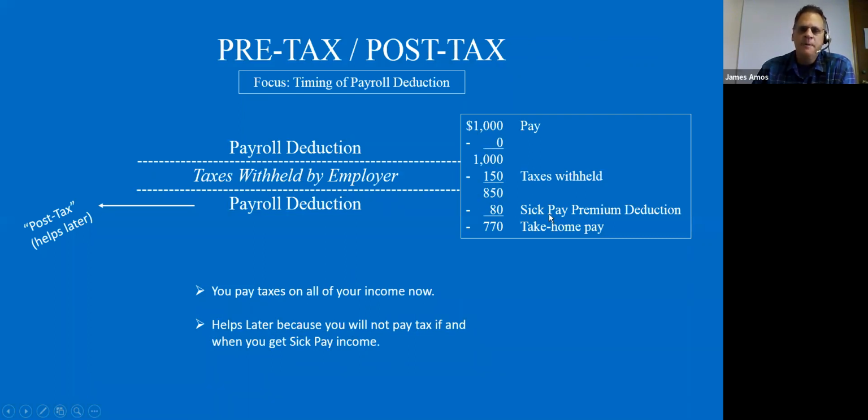But let's say you're paying a sick pay premium deduction, and you're doing it post-tax, meaning you've already been taxed on the money that you're using to pay this. $850 minus 80 leaves you with $770 take-home pay. Well, how does that help you? Well, if you get sick and end up drawing money out of this, guess what? Because it's post-tax, you're not going to pay taxes on that income. So that's how that works.